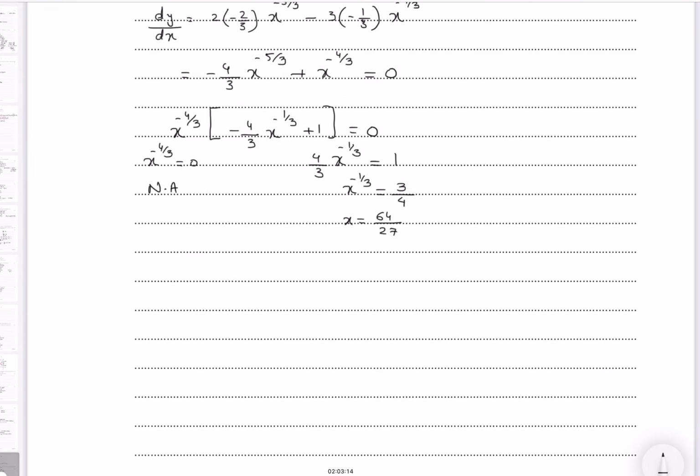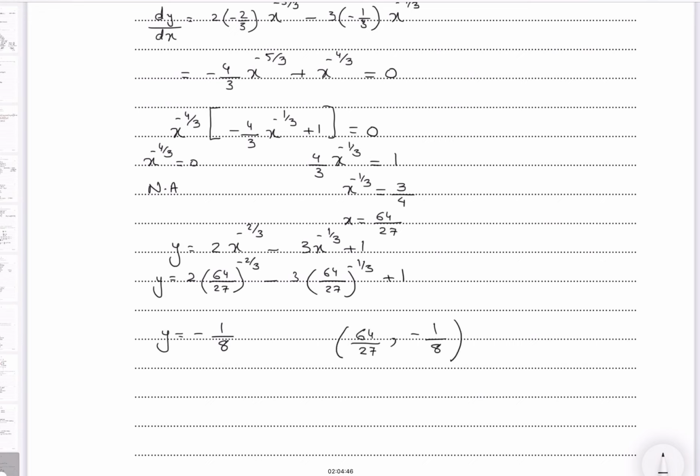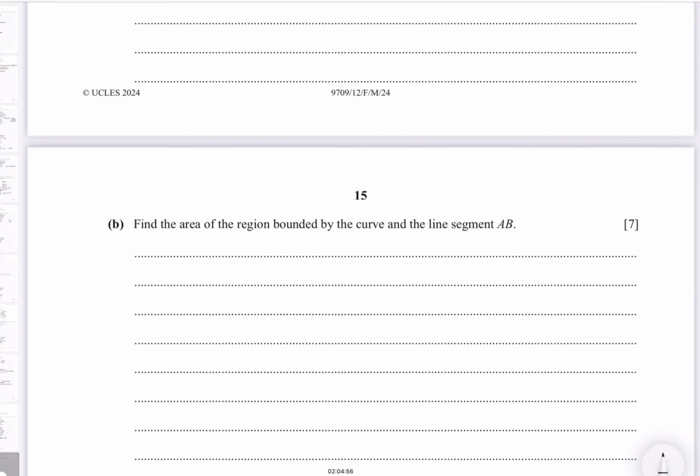That is not applicable, and your y is, you just write the value of x in it, which is 64 over 27. Be careful, the values are very big. Now simplify carefully, so you got y equals minus 1 by 8. So your coordinates are 64 over 27 comma minus 1 by 8. B part, find the area of the region bounded by the curve and the line segment AB.